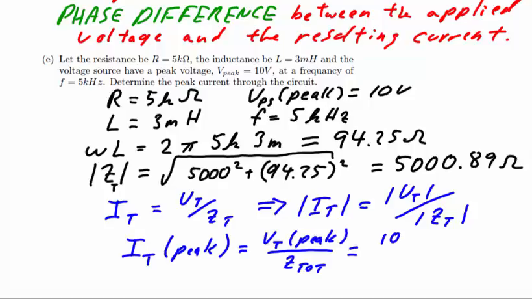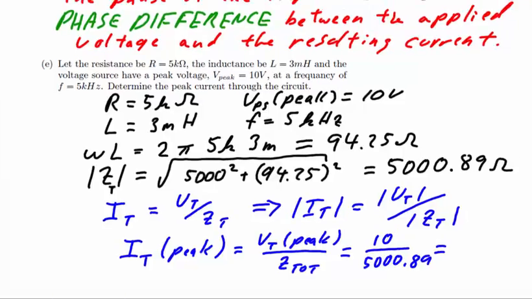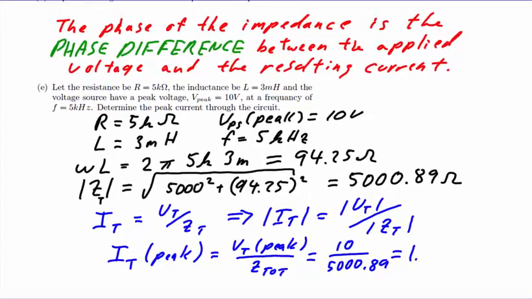With a peak applied voltage of 10 volts and a total impedance of 5,000.89 ohms, we'll get a result here expressed as milliamps of 1.9996 milliamps. If the inductor were not there at all, we would have gotten 2.0 milliamps, and so you can see once again that this circuit acts very close to not having an inductor at all.